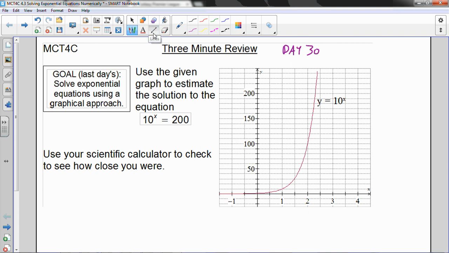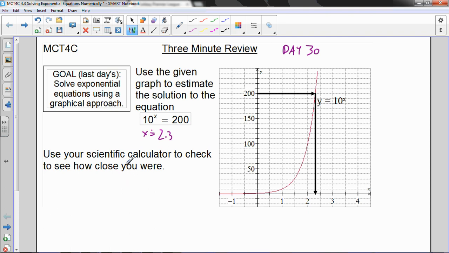And basically what I think, and whether you actually draw this in or not is kind of up to you, is you go over from 200, bounce off the graph, go down, adjust that a little bit maybe, and then write down that value of x. And for me, it looks like x is maybe about 2.3-ish.